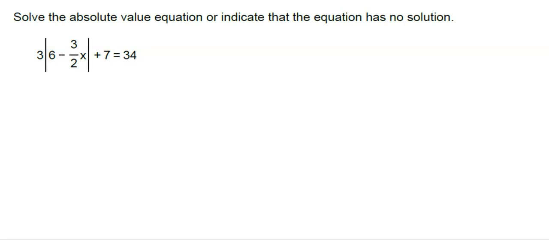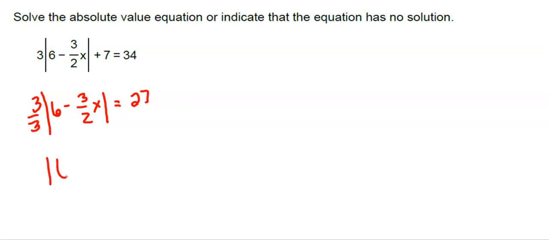First step is going to be to isolate the absolute value. So we'll subtract 7 from both sides of the equation. So we get 3 times the absolute value, subtract 7 from both sides, equals 27. And then we can divide both sides of the equation by this 3 that's multiplying the absolute values. So if we divide the left side by 3, we'll just have the absolute value left. If we divide the right side by 3, we'll have 9.